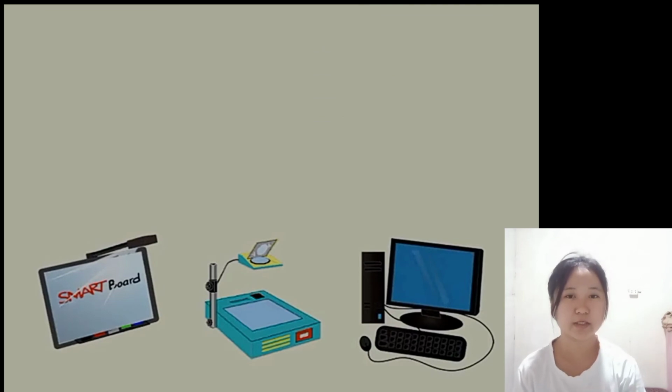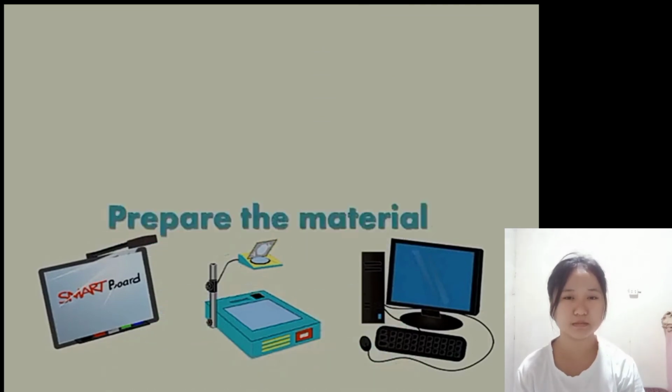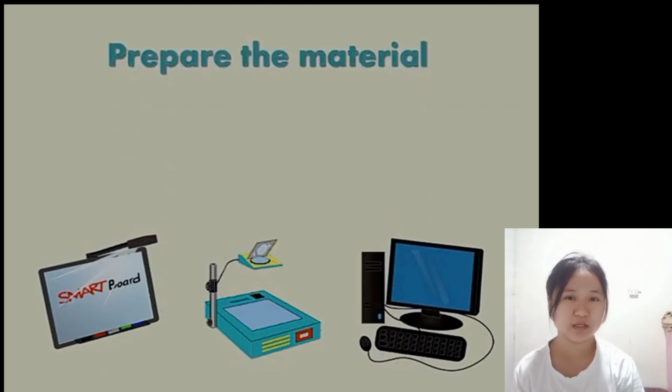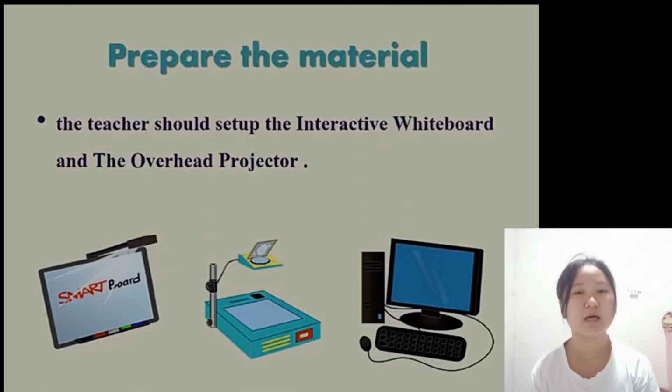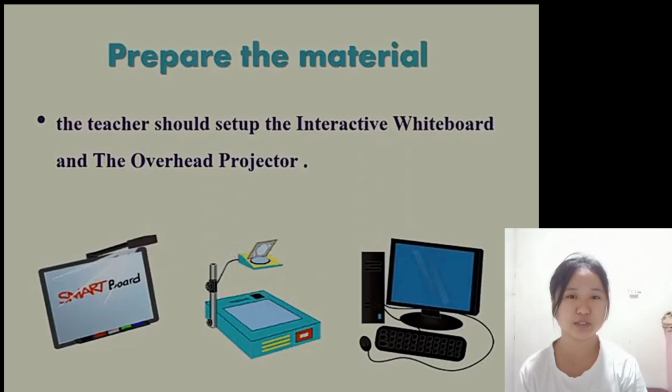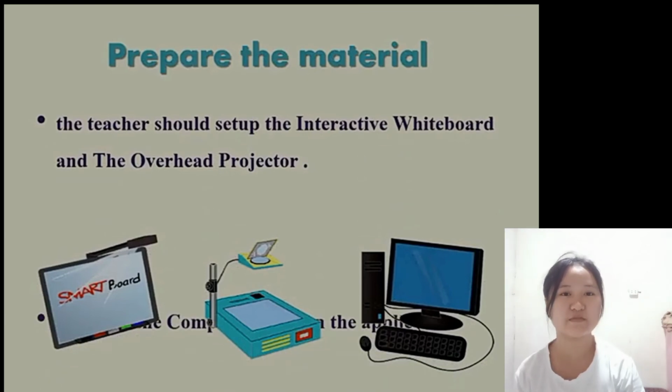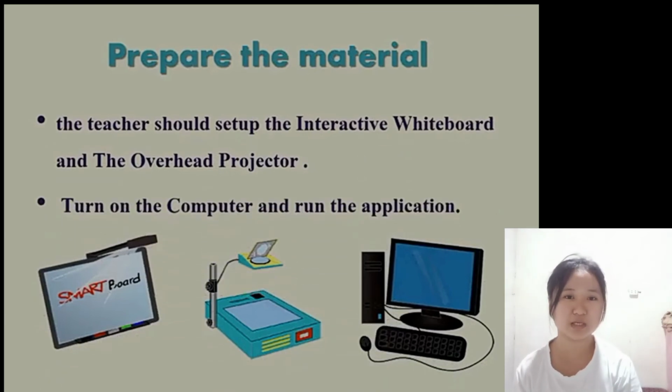Next is prepare the materials. The teacher should ensure that the charts and the models are ready before the beginning of the lesson. Enough books, among other teaching and learning resources, should be available and ready to distribute to the pupils.